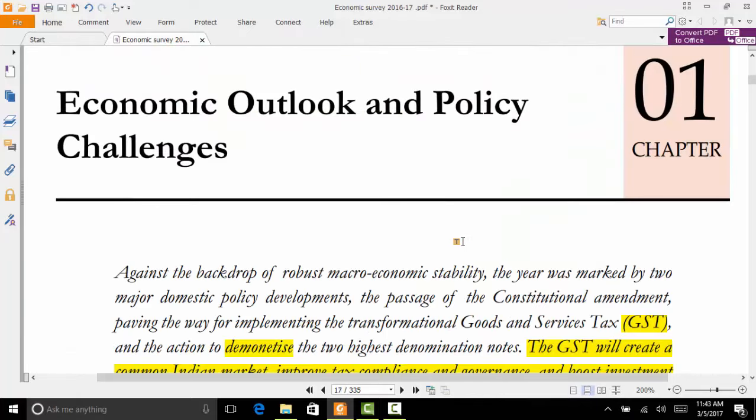Now coming to this first chapter, economic outlook and policy challenges. The first chapter will take the maximum time compared to the other chapters. Why? Because this chapter has everything in brief, whatever the survey discusses in the later chapters. So we won't delve much into it. Don't raise questions on each and everything, because those things we will be discussing in the later chapters in detail. So just get a brief idea of what this first chapter tells.